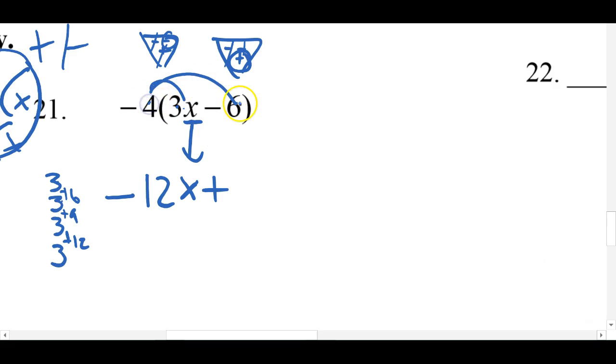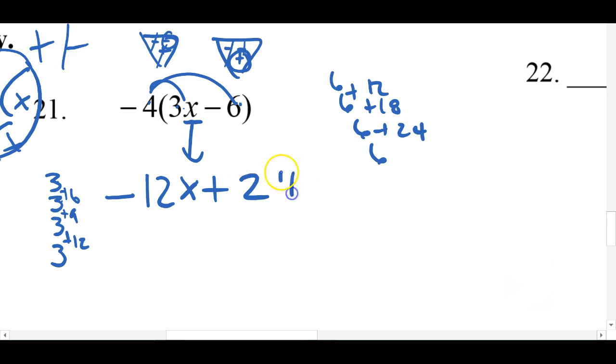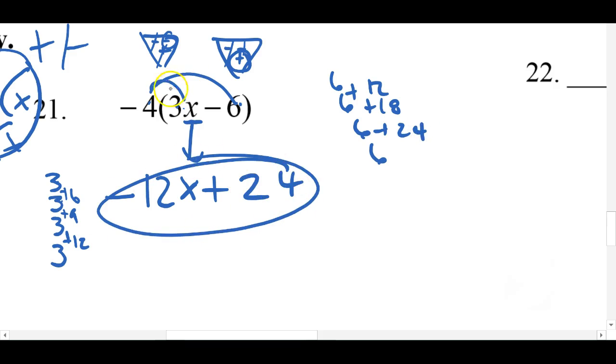Okay, then 4 times 6, well, that's 4 sixes, so 1, 2, 3, 4. Plus 6 is 12, plus 6 is 18, plus 6 is 24. So that answer is 24. And remember, careful with the signs.